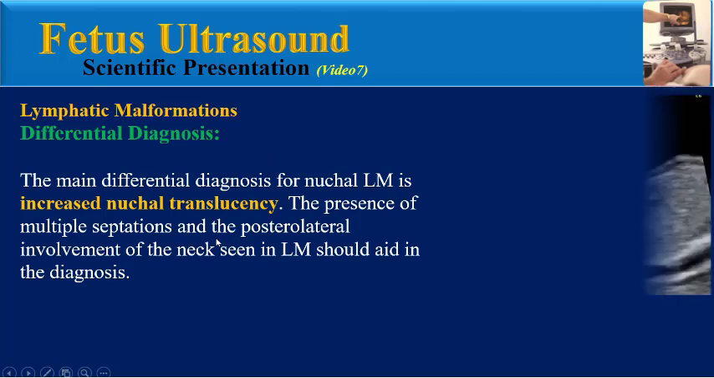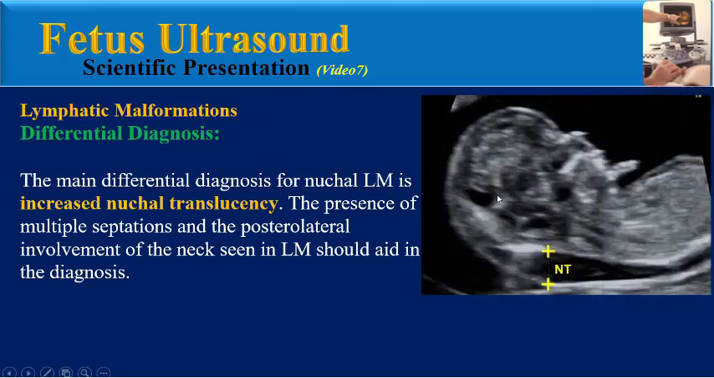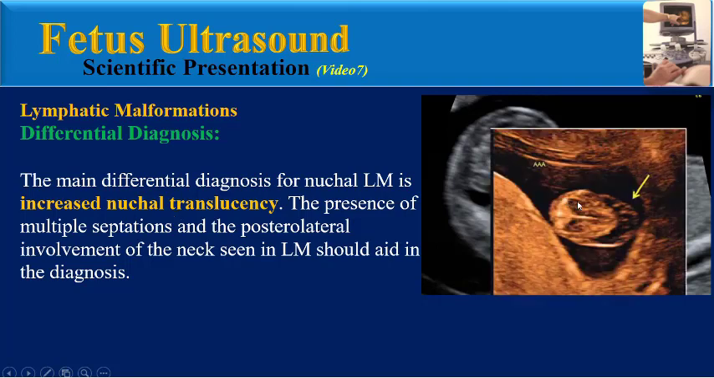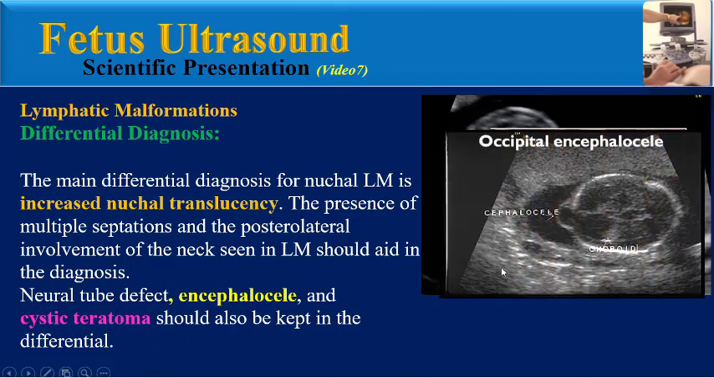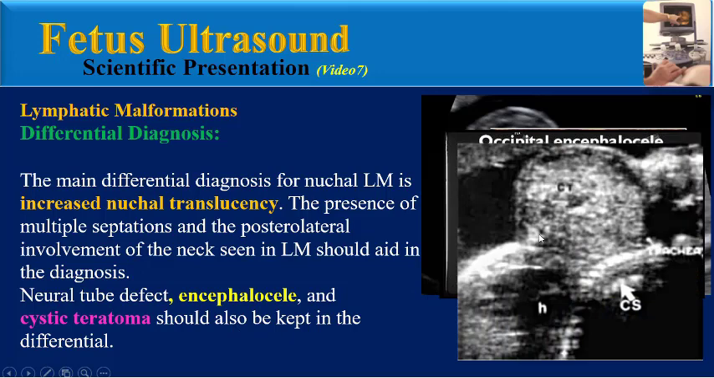The main differential diagnosis for nuchal lymphatic malformation is increased nuchal translucency, but the presence of multiple septations and the posterolateral involvement of the neck seen in lymphatic malformation should aid in the diagnosis. Neural tube defect, encephalocele, and cystic teratoma should also be kept in the differential.